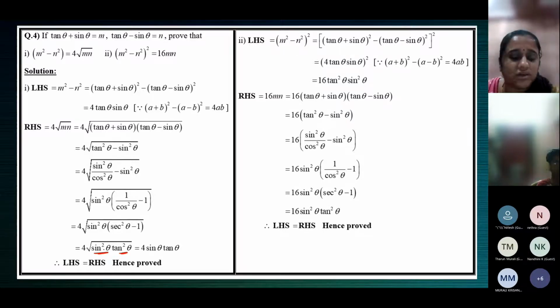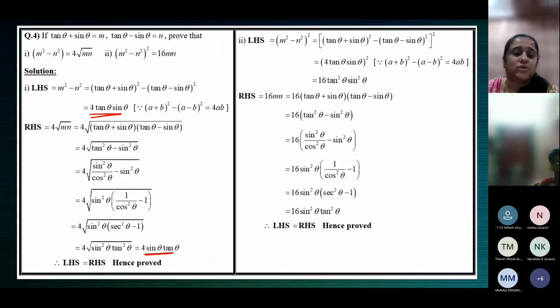So they undo each other. The square and the square root, they undo each other. And so we have 4, and 4 is outside the square root. Sine square theta comes out as sine theta and tan square theta comes out as tan theta. Just so you can see that the LHS is equal to the RHS, hence proved.